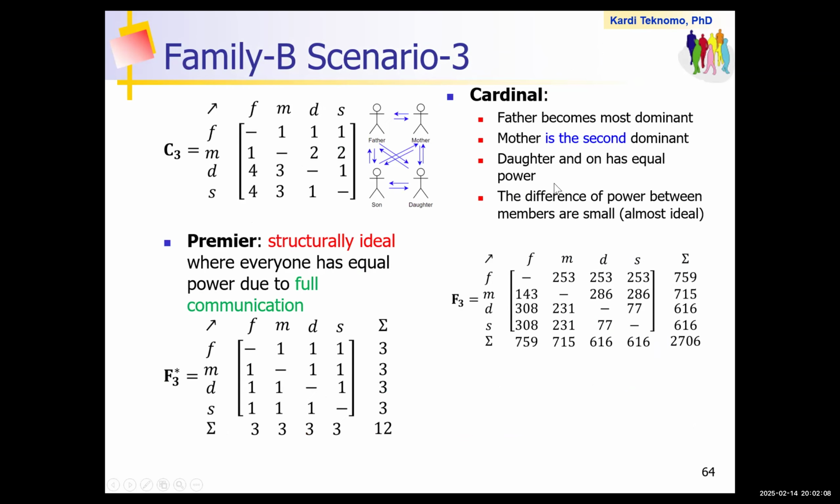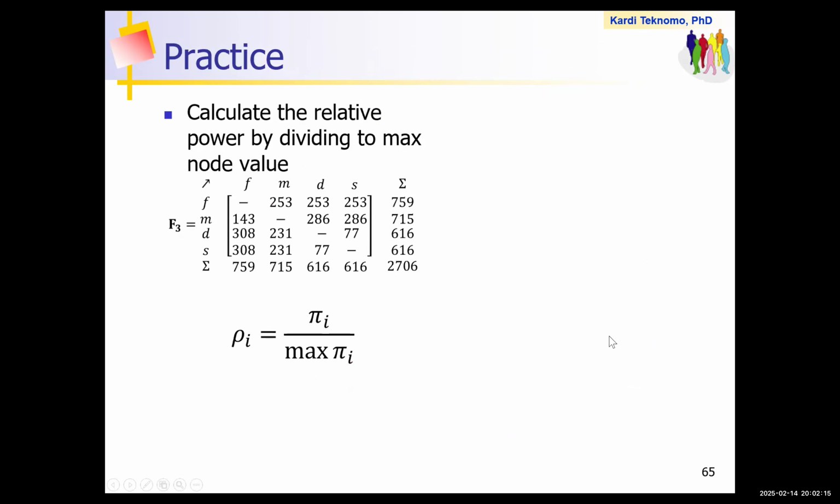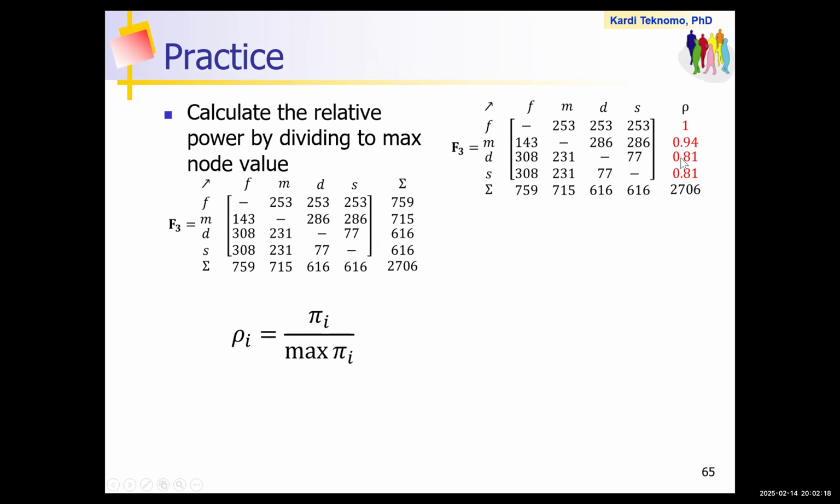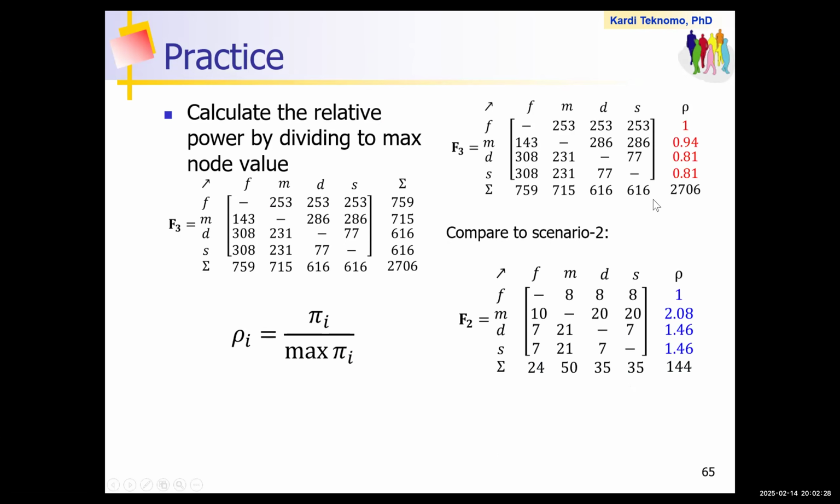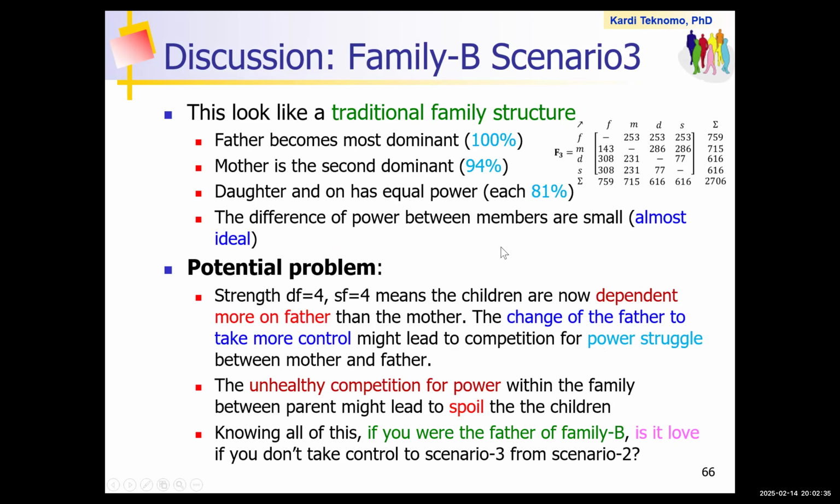The daughter and son have equal power. Seems okay, right? It's like a traditional family, isn't it? The power is almost balanced also. Seems okay, right? So what's the problem then? In scenario 2, this is not good, the mother is dominant. But the problem is actually the meaning of this strength of DF4 and SF4.